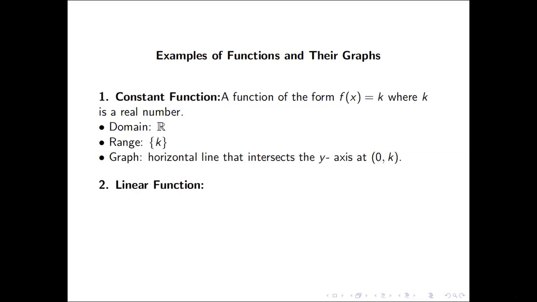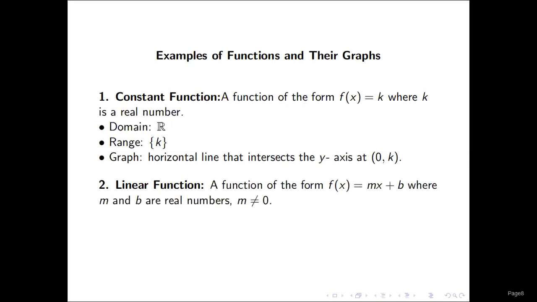Next is the linear function, which you already know. A function of the form f of x equals mx plus b, where m and b are real numbers. So m and b are constants. And take note of the condition that m should be non-zero. Why? If m is 0, what happens to this part? It becomes 0. So it becomes f of x equals a constant, and it becomes a constant function. And technically, by defining it this way, a constant function is not a linear function, okay?